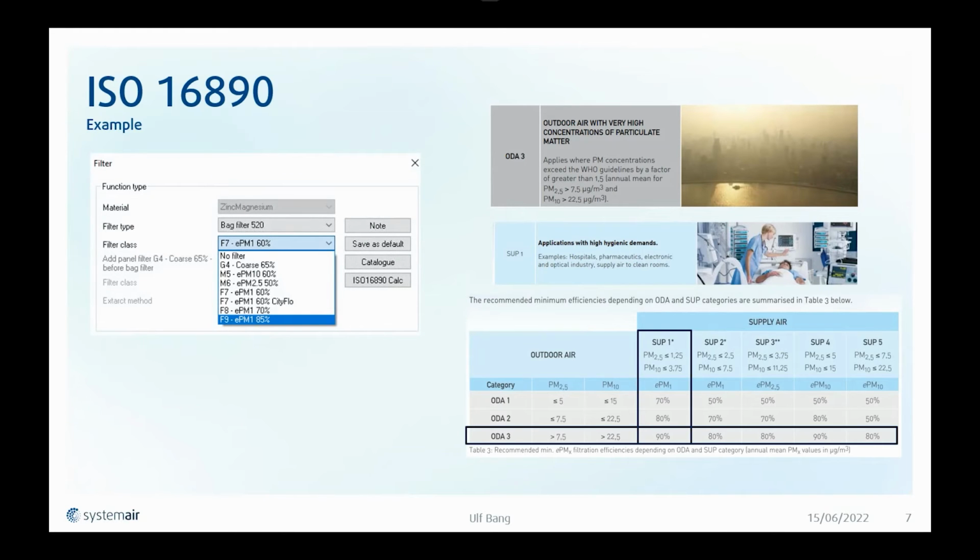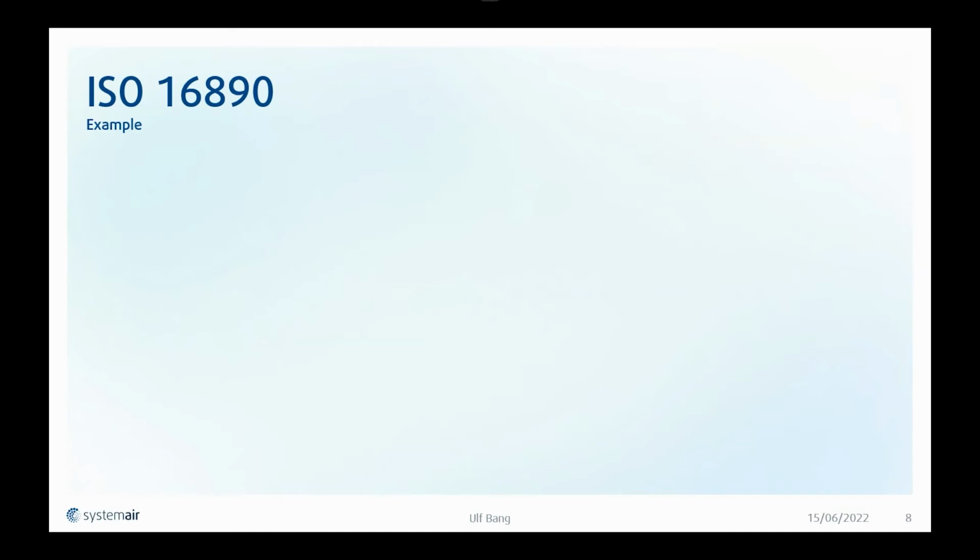If I look in my SystemairCAD, I can see that I actually only have an ePM1 85% as the highest efficiency for ePM1 particles. And here I need to combine filters in more than one filter stage. How do I do that? I'm aiming to have a total filtration of ePM1 90%.